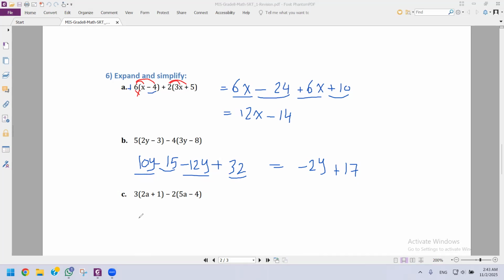Next, 3 by 2, 6a, plus 3 by 1 is 3, minus 2 times 5 is minus 10a, minus 2 times minus 4 is plus 8. Simplify again, 6a minus 10a is minus 4a, plus 3 plus 8, 8 and 3 will be 11. So minus 4a plus 11. And that's it. It's already simplified.